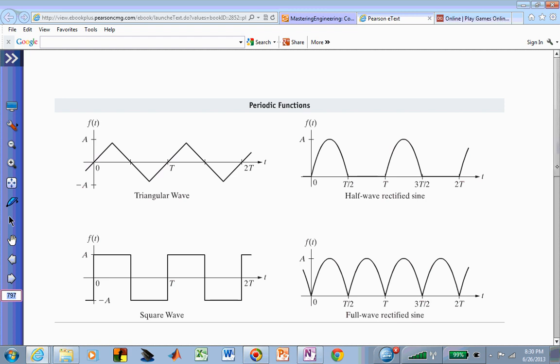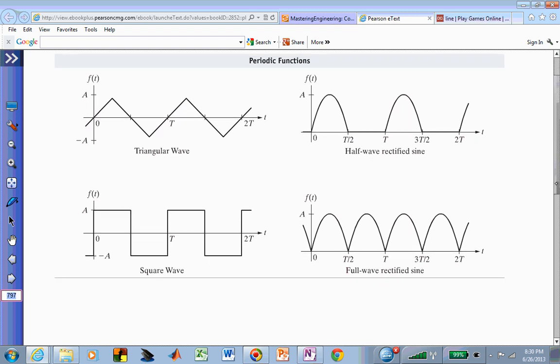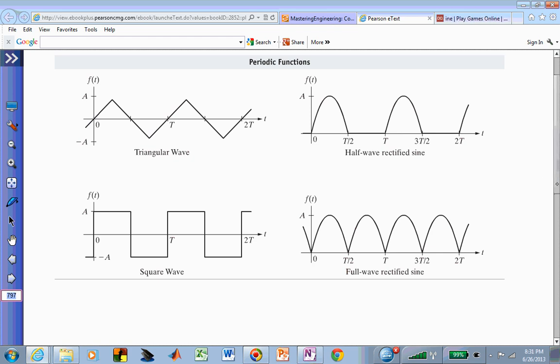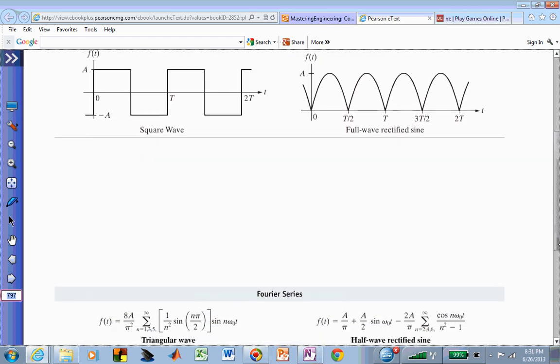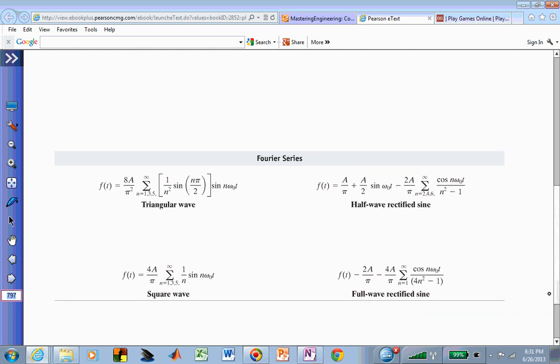But here are the inside back cover. Here are the 4 different waveforms. We've talked about the square wave and the half wave rectified sine, and below those in the appropriate location are the formulas. What you'll need to just realize is that there is a typo here.